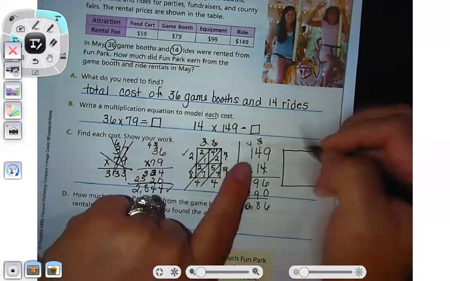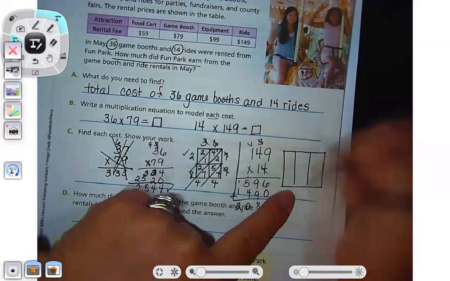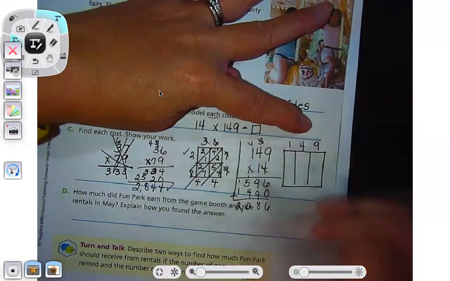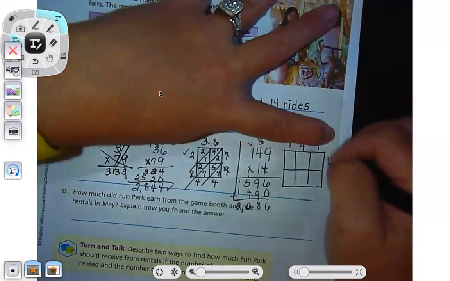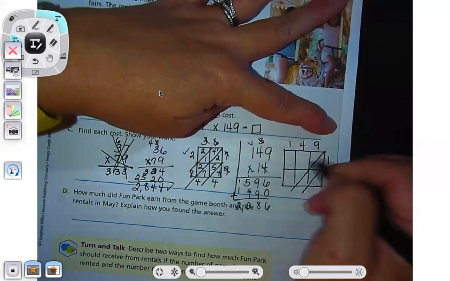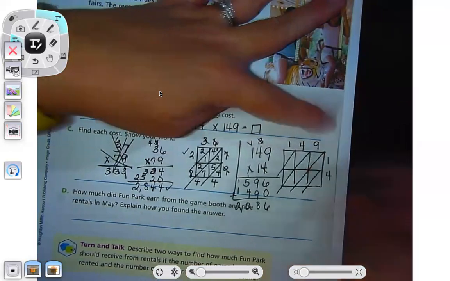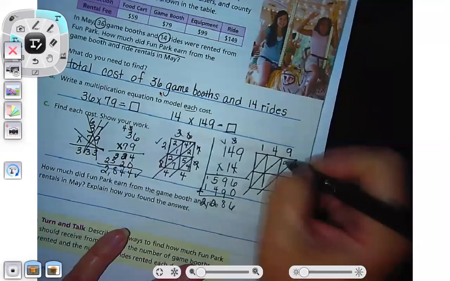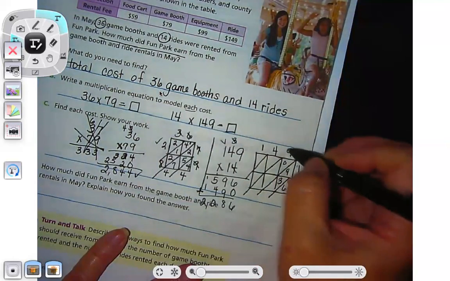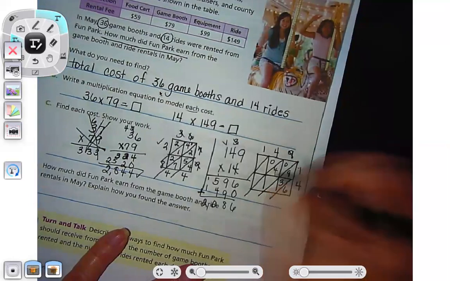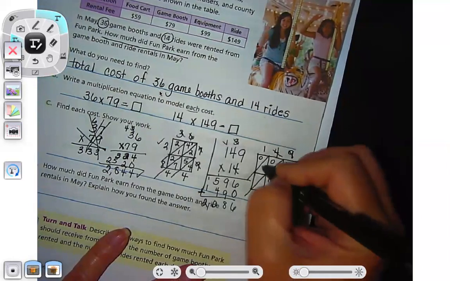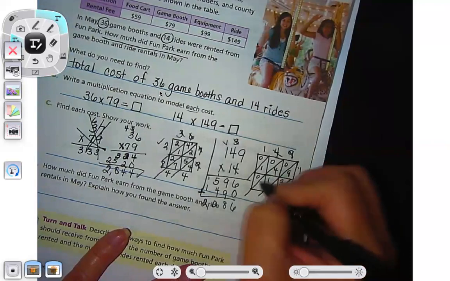So we had a 3-digit by 2-digit. So I'm going to break this columns up into 3. And by 2-digit, so I need 2 rows. And now I'm going to cut these diagonally. That box is already cut. All right. So 9 times 1 is 9. 9 times 4 is 36. And we're done with 9. 4 times 1 is 4. 4 times 4 is 16. Done with our 4. 1 times 1 is 1. 1 times 4 is 4.